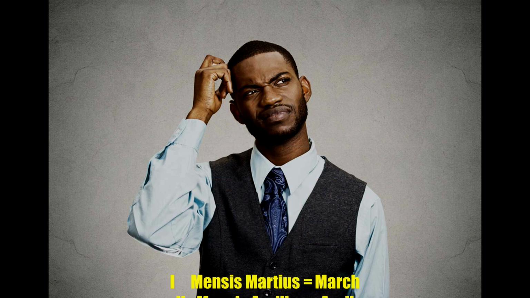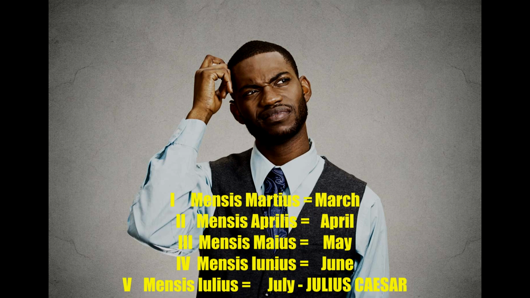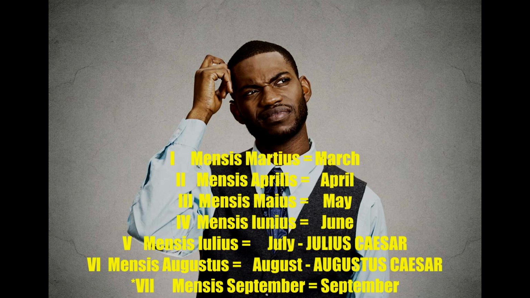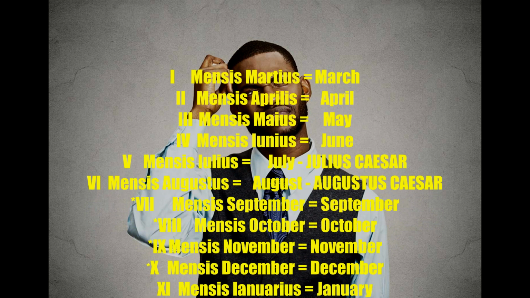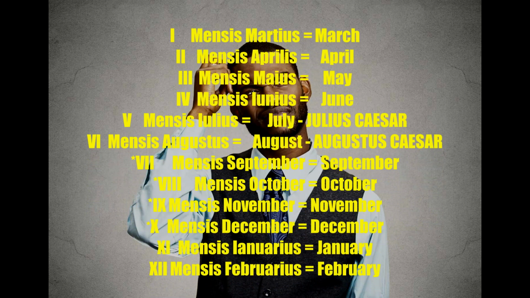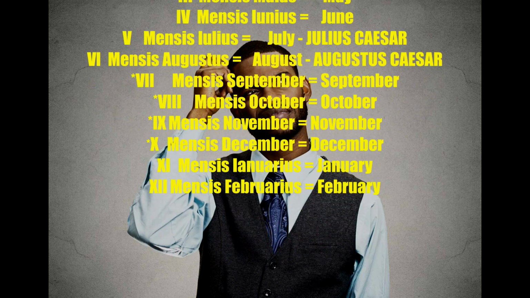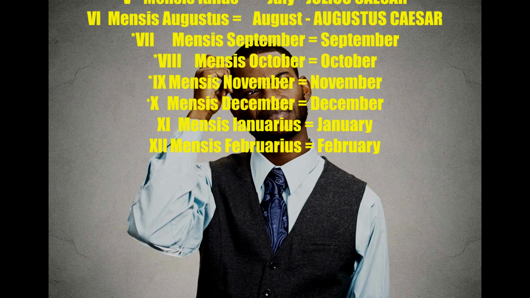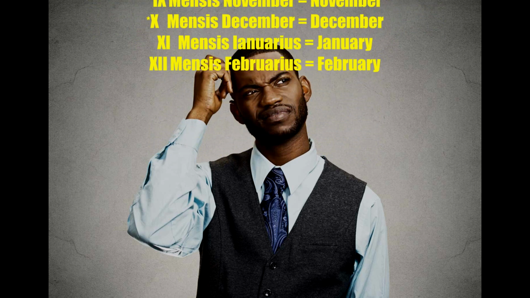Now let's look at the months. We got menses, and remember menses, just like a woman on a menstrual cycle, a mense. Mense Martius is March. Mense Aprilis is April. Menses Maius is May. Menses Ionis is June. July is Julius Caesar. August is Augustus Caesar. Some people say Caesar, but I say Kaiser. September, October, right? So you see that.